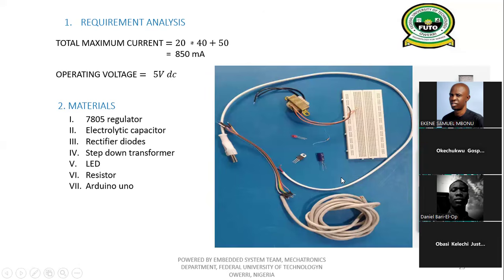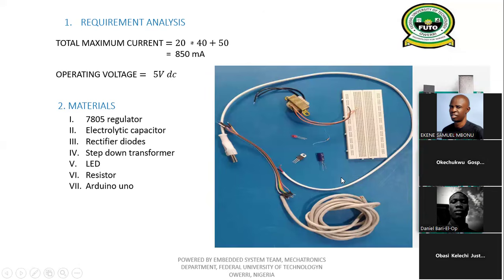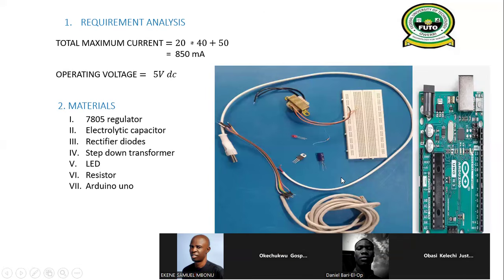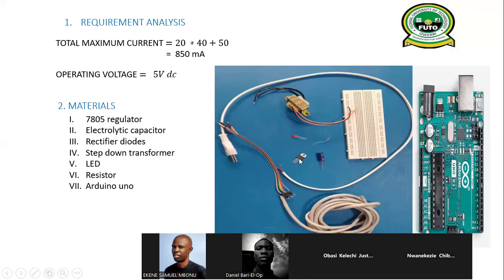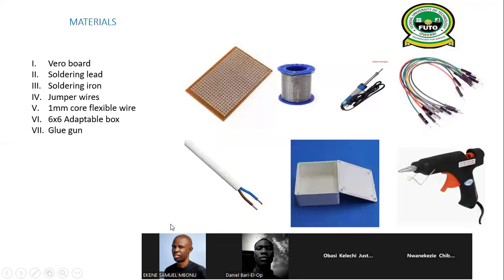Let's proceed. We're actually talking about the materials. This is the transformer, this is jumper wire, this is the regulator, this is capacitor, this is the resistor, this is the LED, this is another jumper wire, this is Arduino Uno. We're still on materials.